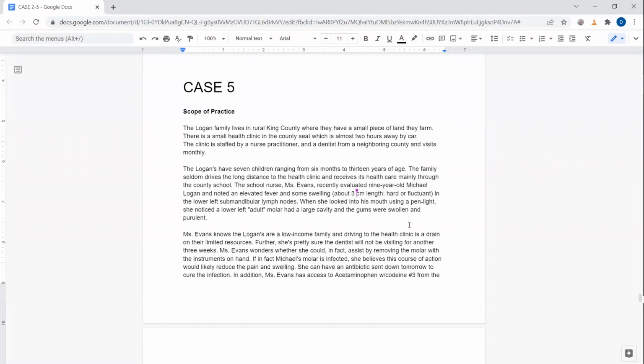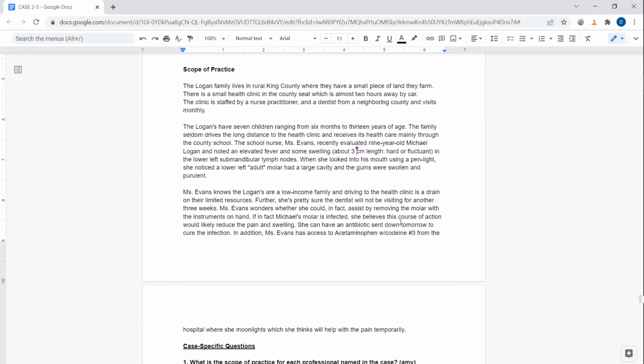Okay, so for case five, case five describes the Logan family, around seven children that live in a low socioeconomic status area, and they are served by a small health clinic in the county, but they're only seen by a nurse practitioner and dentist that don't come very often.